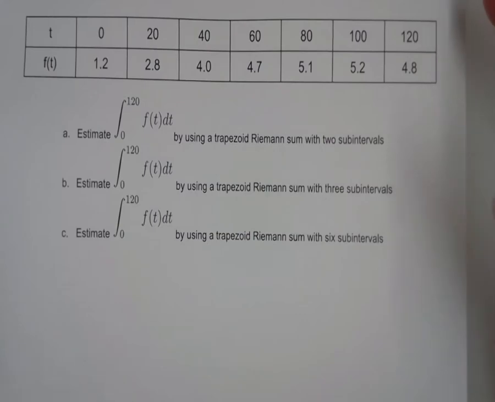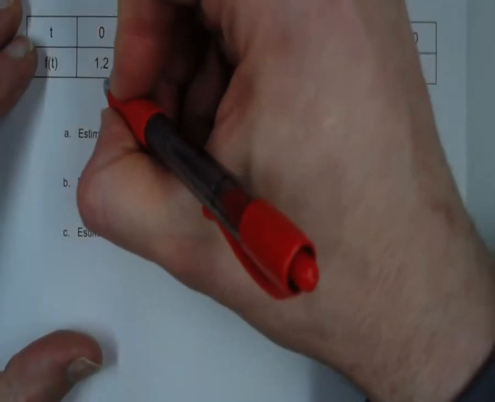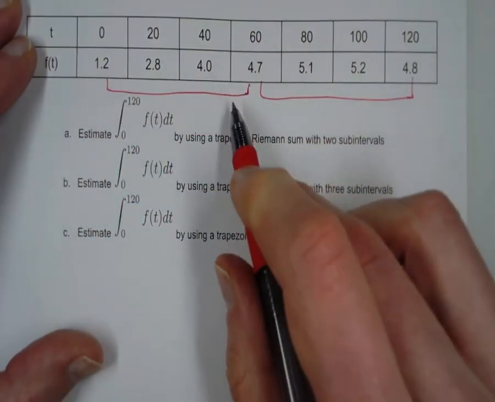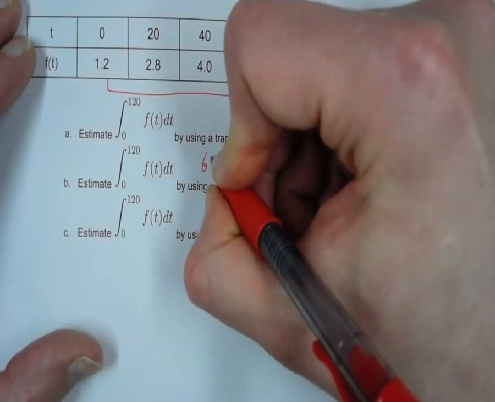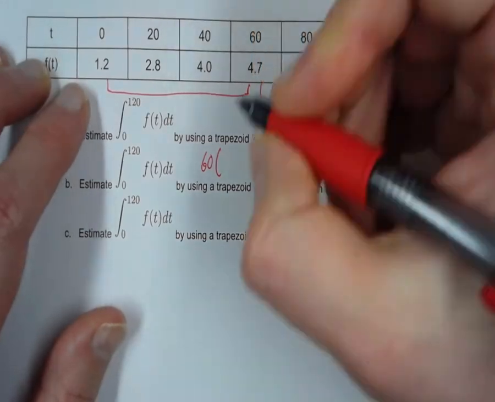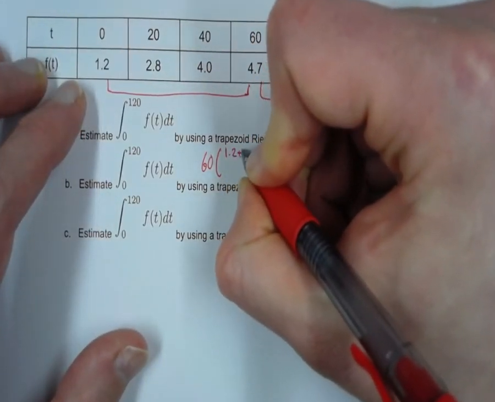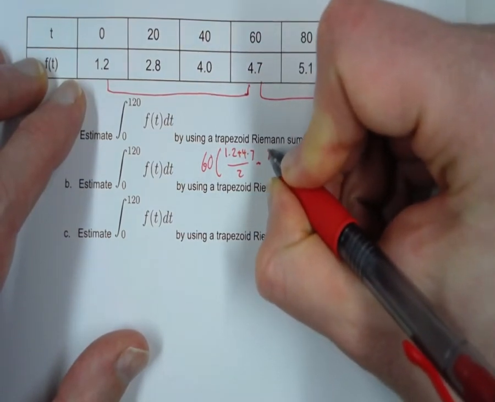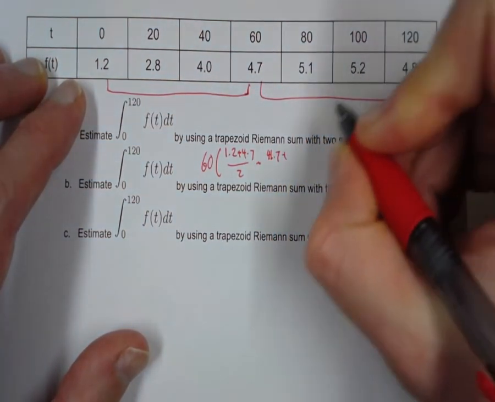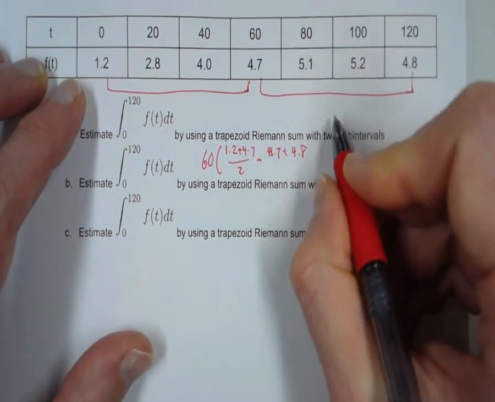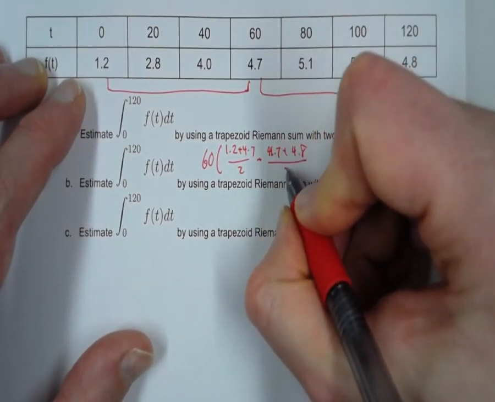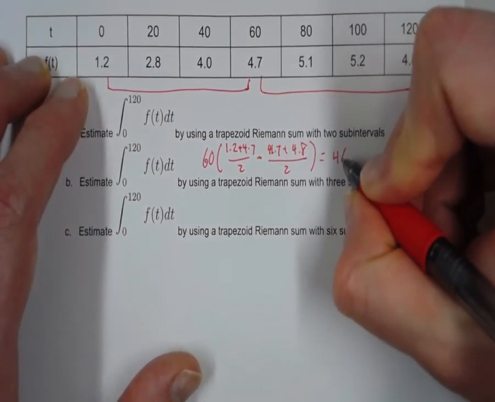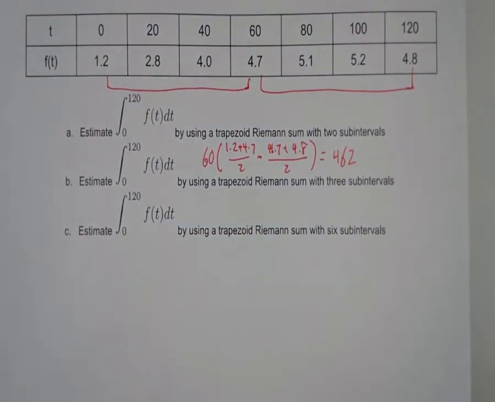So number 4, here we want to estimate with trapezoid with 2 subintervals. So first we go from 0 to 60 and 60 to 120. So now we do 1.2 plus 4.7 over 2 plus 4.7 plus 4.8, because those are our two ends for this one, over 2. And when we calculate that, we get 462.